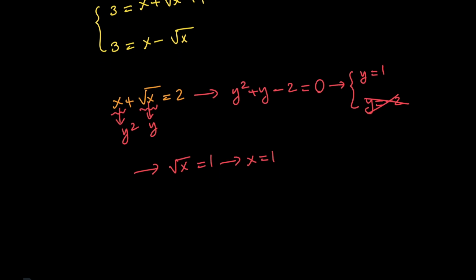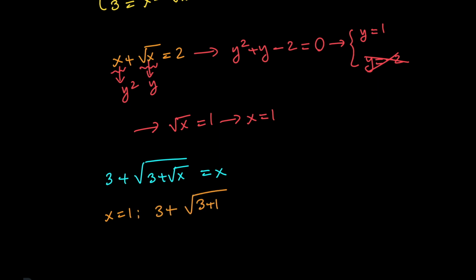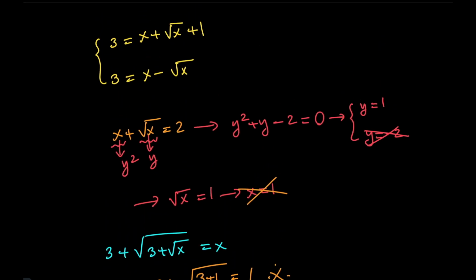But remember that the original equation was 3 plus the square root of 3 plus root x equals x. If you replace x with 1, we're going to get 3 plus the square root of 3 plus 1 equals 1, which is something impossible. Therefore, x equals 1 is not a valid solution, and we don't get any valid solution from the first equation.